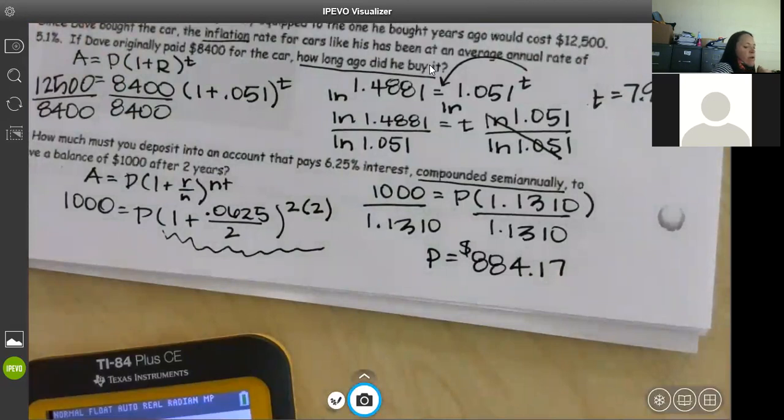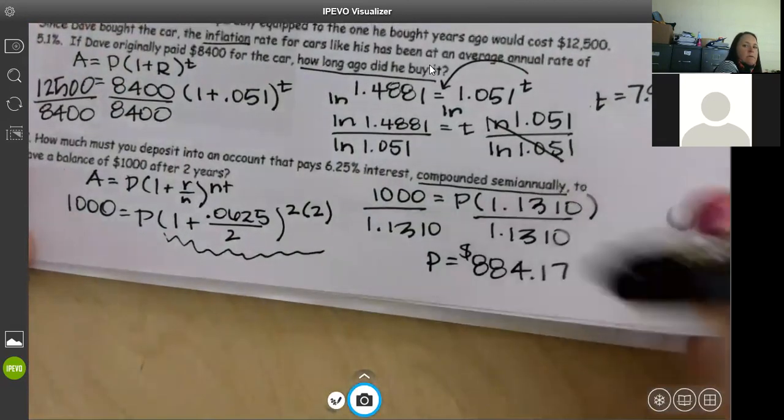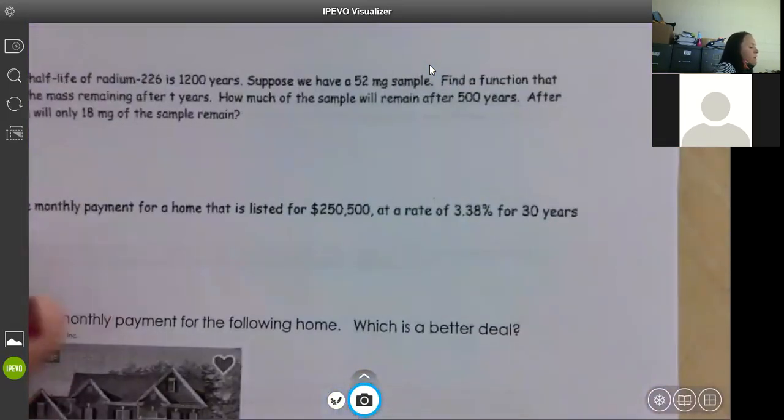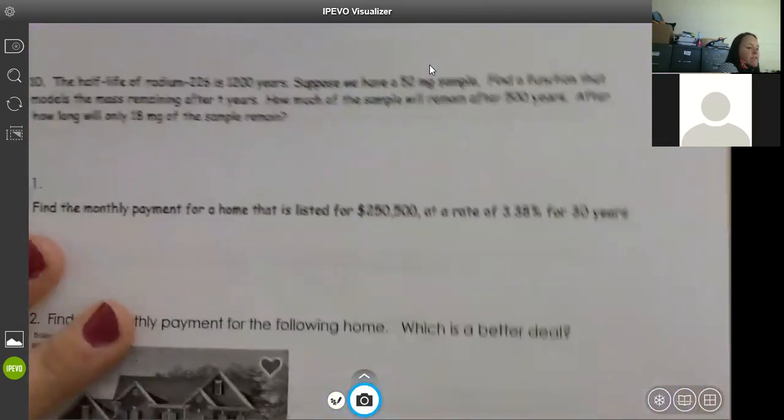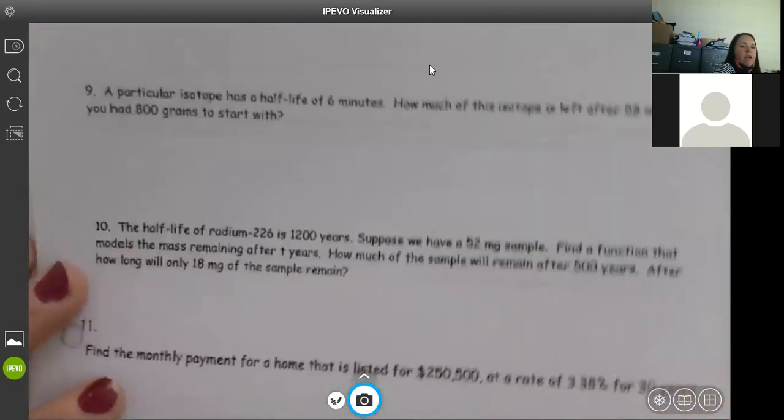All right, when you go to number 8, everybody go to number 7? Number 8 is one that we've pretty much already done. You have to solve, get rid of the e, so you have to ln both sides. But I want to go to number 9.